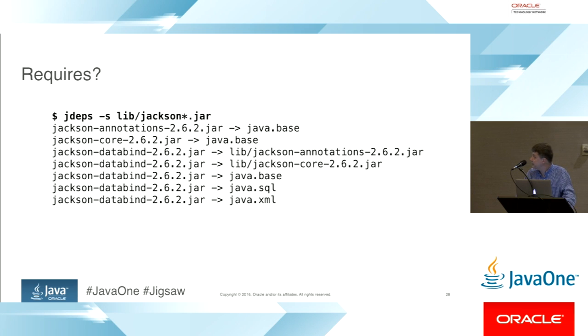So we see that the Jackson annotations jar file has code in there that makes use of types that are in Java base. That makes sense. Jackson core also has some code in there that makes use of some types in Java base. Jackson data bind is much more interesting. There is code in that jar file that has references to types that are in Jackson annotations. There's also references to types that are in Jackson core. There's also a couple of other references to types that are in Java base, of course, Java SQL, and Java XML.